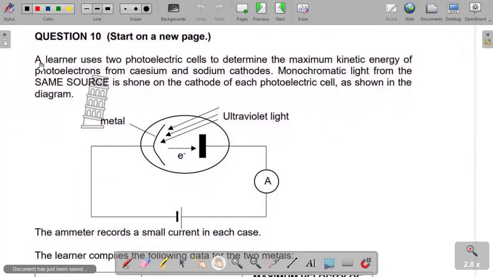They say a learner uses 2 photoelectric cells to determine the maximum kinetic energy of photoelectrons from calcium and sodium cathodes. Monochromatic light from the same source is shone on the cathode of each photoelectric cell, as shown in the diagram.